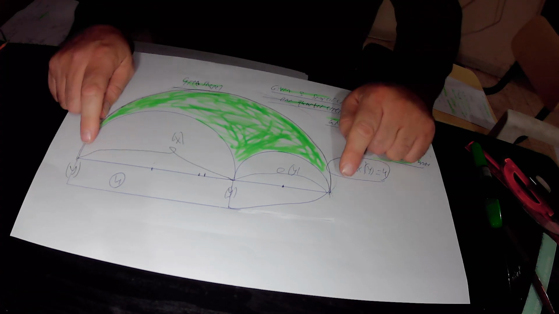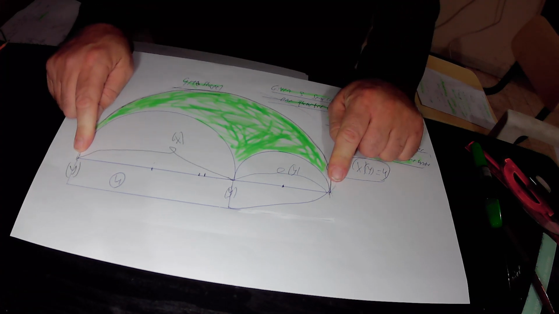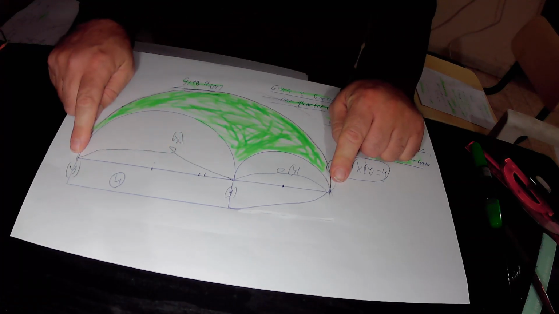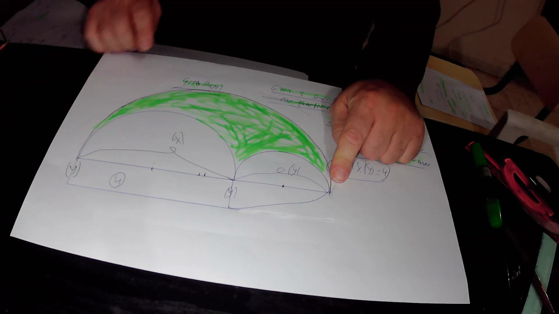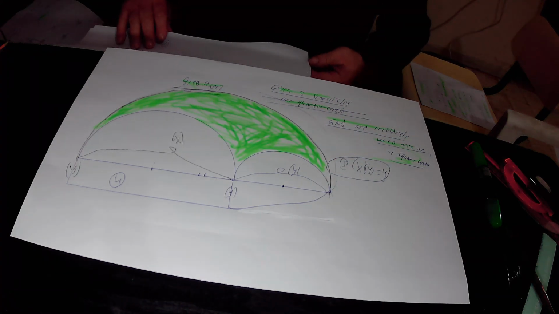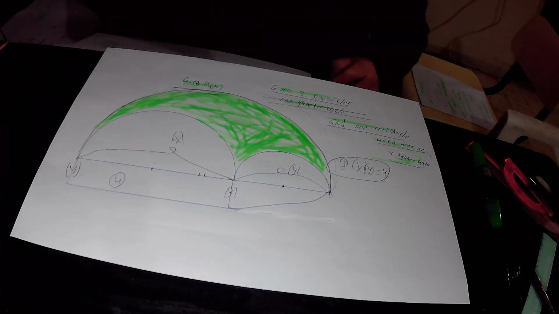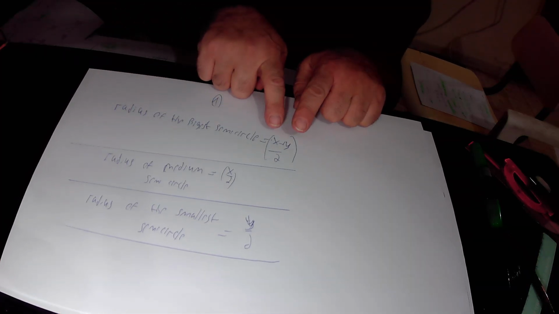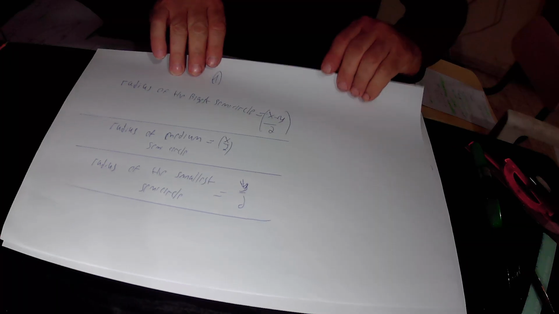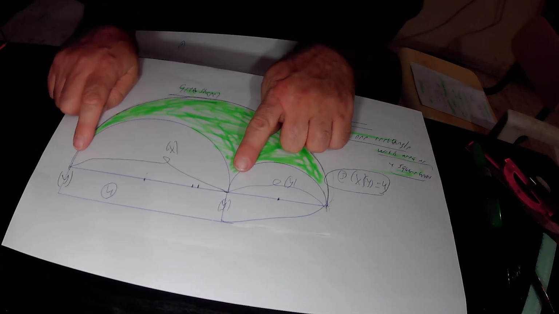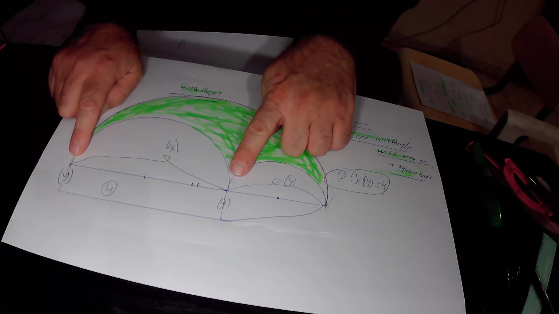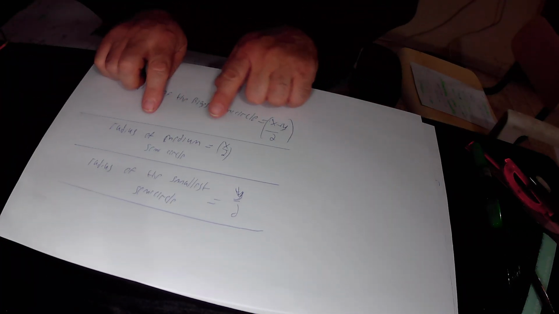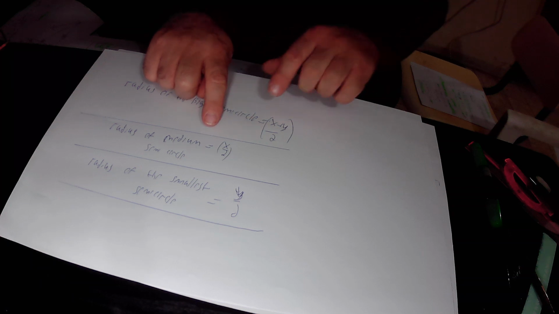So the radius of the biggest semicircle equals the diameter, x plus y, over 2. Repeat again, the radius of this biggest semicircle equals the diameter, that's x plus y over 2. Likewise, the radius of this medium semicircle equals the diameter x over 2. The radius of the medium semicircle equals x over 2 units in length.